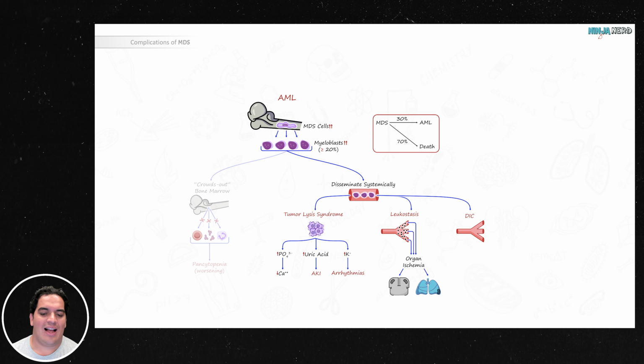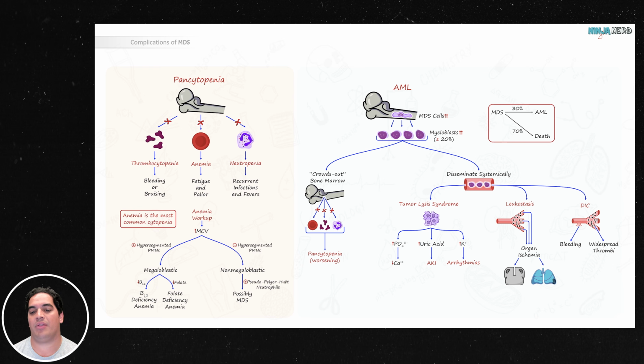Another one, I'd say it's not as common. It's usually more common in the APL variant, but DIC is another complication of AML where you have the increased production of tissue factor and you consume a lot of the clotting proteins and the platelets to make clots, and so much of it that whenever you have a break in the vessel, you don't have the platelets and the clotting proteins to stop that break in the vessel from bleeding. And so these patients can bleed, but they also paradoxically have lots of widespread thrombi. So they have a combination of tons of clots and they also bleed, and they have a lot of coagulation abnormalities. So these are really important things to remember.